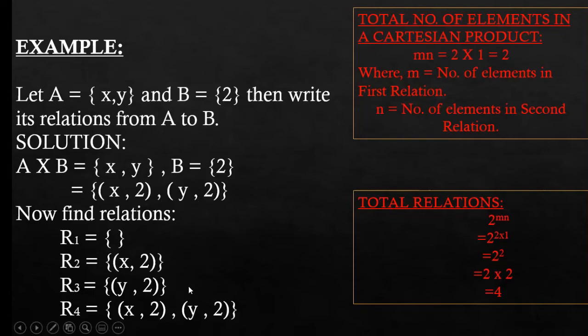If there have been more ordered pairs, like a third ordered pair or a fourth ordered pair, you can make the relations out of those as well. So this is the complete solution for solving any question regarding relations. If you are provided with just two sets and you have to find the relations, what you have to do? First find the number of elements in the Cartesian product, then find the Cartesian product itself, then find the total relations, and then find the relations itself. I hope you understand it very clearly.